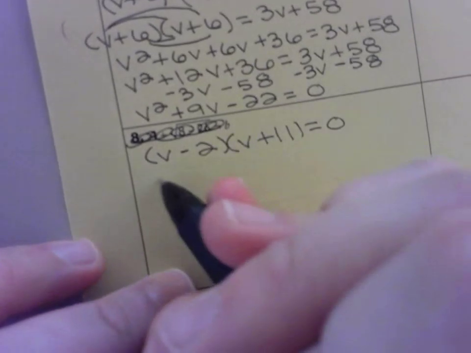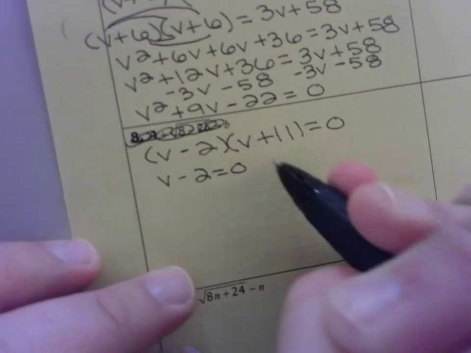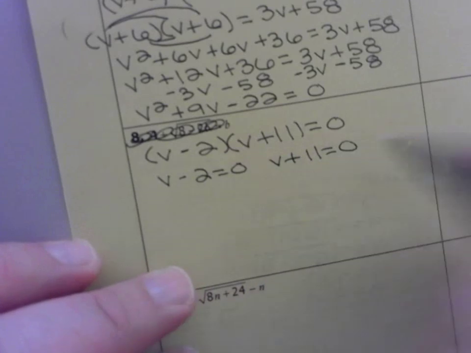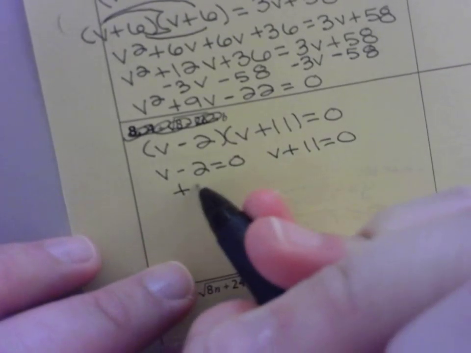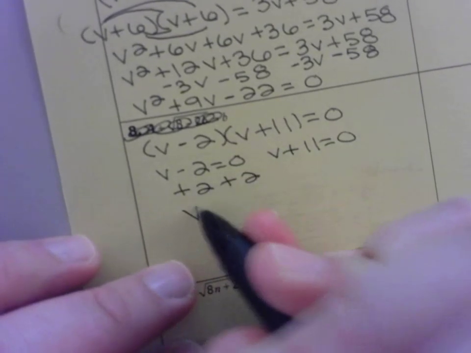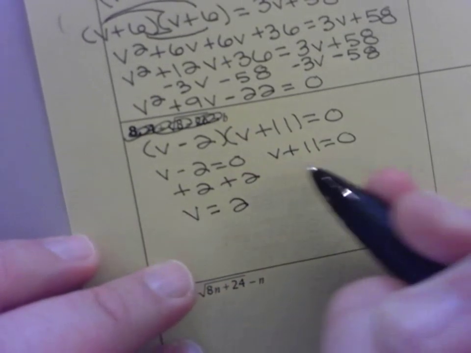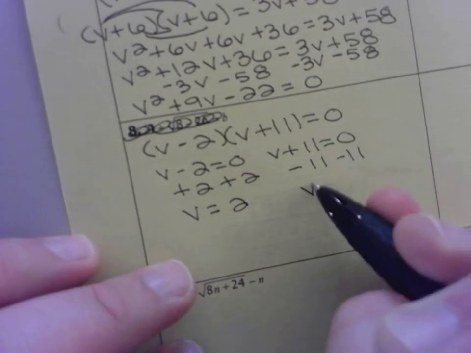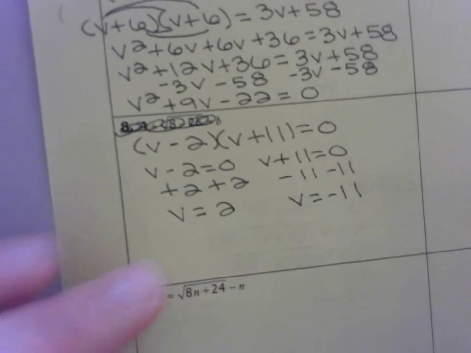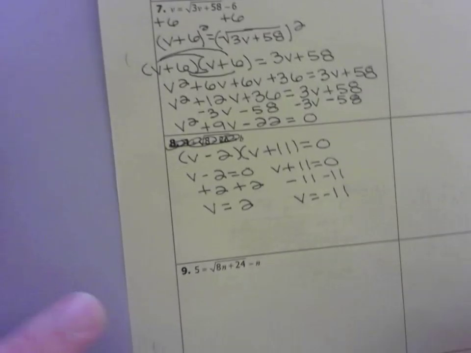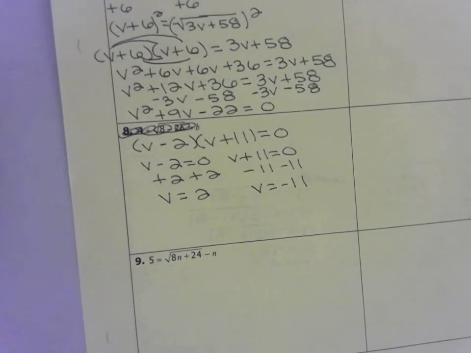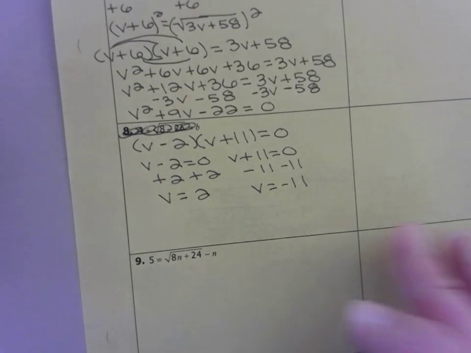Now let's solve this. v minus 2 equals 0. v plus 11 equals 0. One answer will be v equals 2. The other answer will be v equals negative 11. Now you're all going to love me because I get two different answers. So when I check, I have to check both of them.